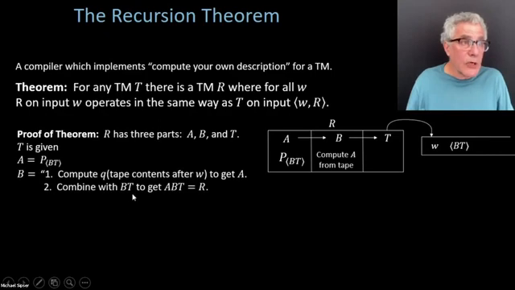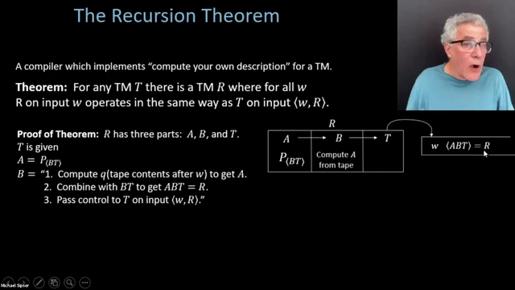Okay? And then it's going to combine that to get ABT, which is R. And after that, it passes control to T with W and now R sitting on the tape. And now T is going to have its own description, but don't forget now T has been modified to be R. So it's not that T is going to get T on the tape.